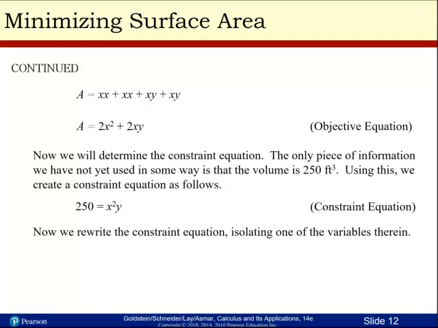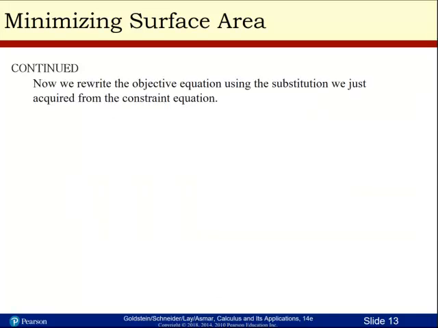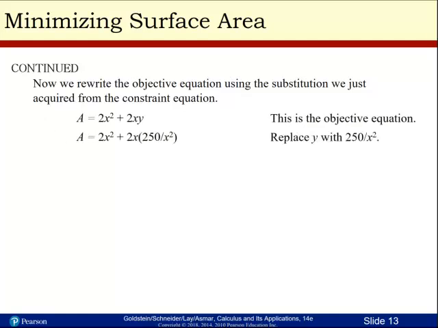We're going to rewrite the constraint equation, isolating one of the variables once again so that we only have either just an x or a y. The easiest one to do here would be to make it read y equals, so that's what I'm going to do. So I have y equals 250 over x squared. Now we're going to rewrite the objective equation using the substitution that we just acquired from the constraint equation. So we write our objective equation down, substitute in for y, and simplify, and we get that the area equals 2x squared plus 500 over x.